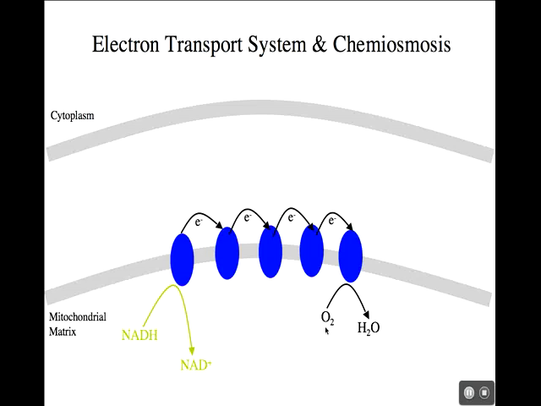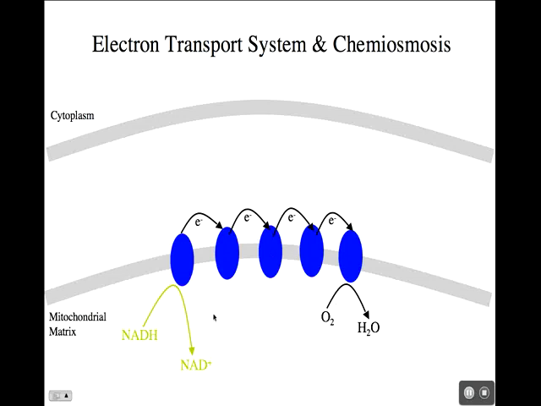That's the first part of ETS, this movement of electrons from NADH eventually down the chain to oxygen. Now, FADH2, by the way, functions very similarly. It delivers electrons just the same way, and the electrons travel down to oxygen.